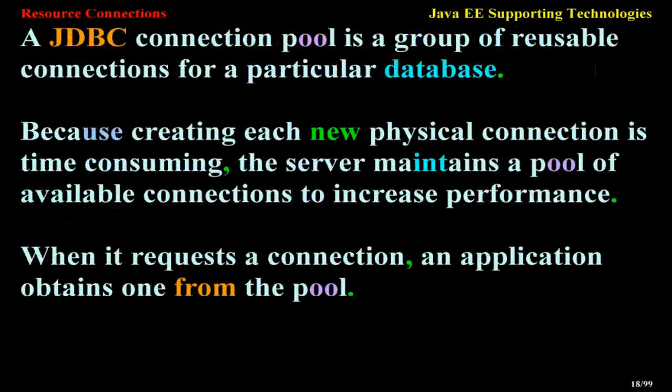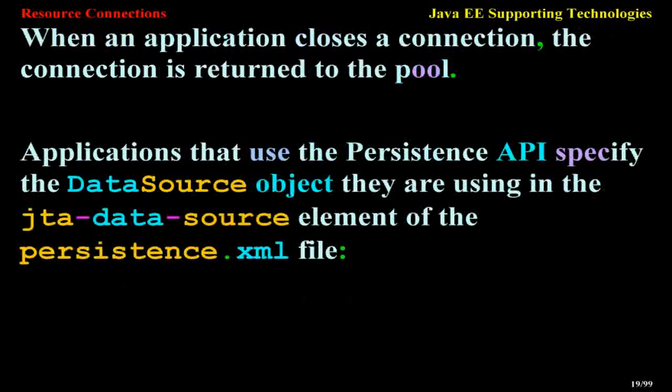A JDBC connection pool is a group of reusable connections for a particular database. Because creating each new physical connection is time-consuming, the server maintains a pool of available connections to increase performance. When an application requests a connection, it obtains one from the pool. When an application closes a connection, the connection is returned to the pool.